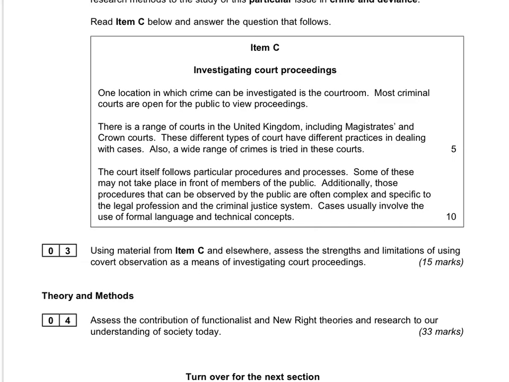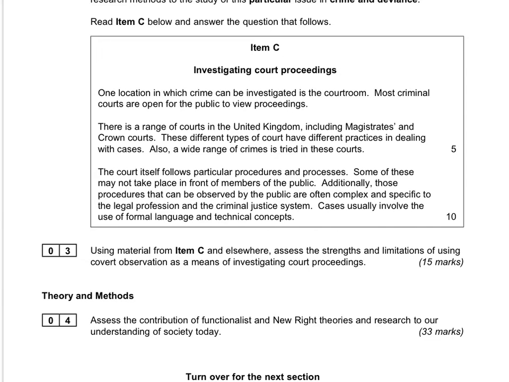Using material from item C and elsewhere, assess the strengths and limitations of using covert observation as a means of investigating court proceedings. Very similar structure for all types of research methods question. You need to circle the method, covert observation, and the context, investigating court proceedings. So that's what you need to make sure all your points link back to investigating court proceedings.